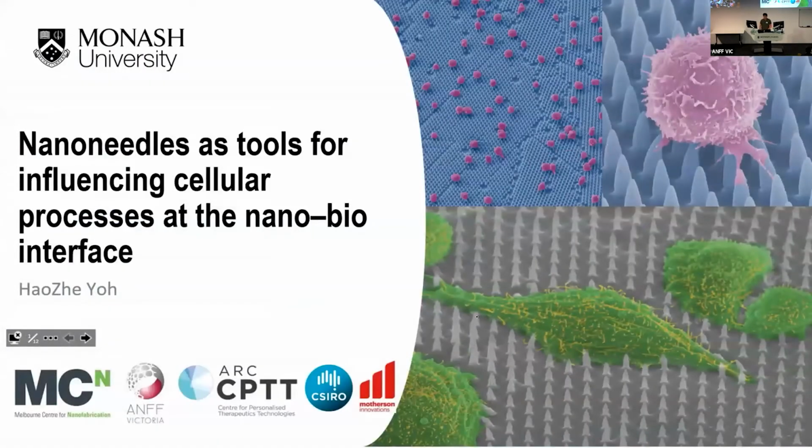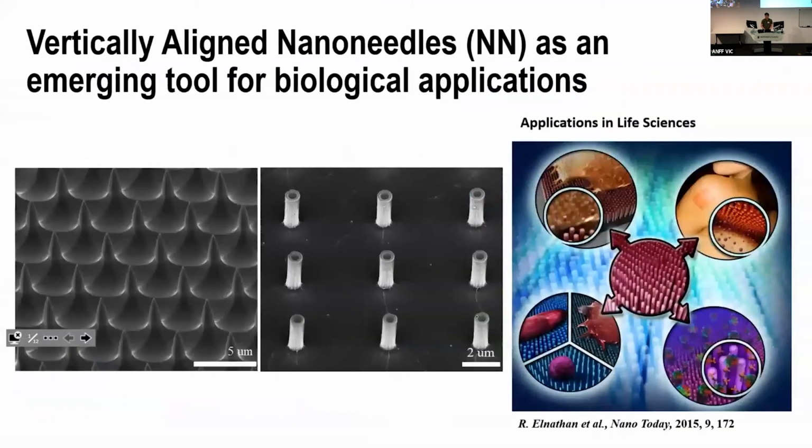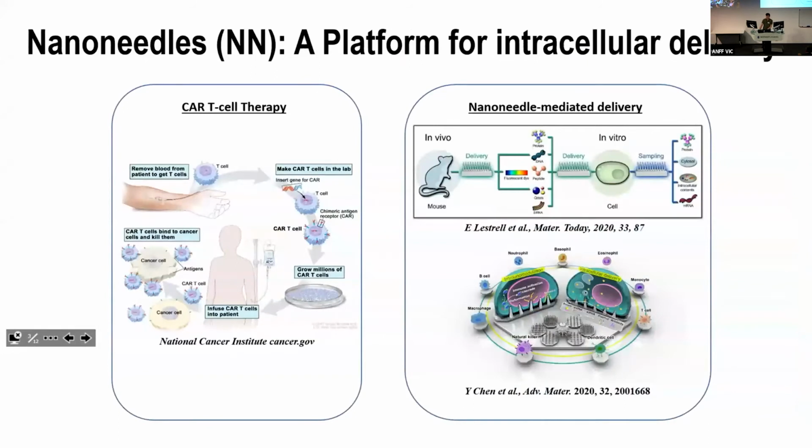Right. Good afternoon, everyone. Today my talk is about nanoneedles for influencing cellular behavior at the nano-bio interface. So basically, what we refer to here as vertically aligned nanoneedles are nanoscale protrusions from a bulk material, which can be a conical nanoneedle shape on the left or the nanotube on the right here. They have many applications in life sciences. They can be used in biosensing, for advanced cellular studies, mechanical transduction, or our focus here, intracellular delivery. One of the potential applications here is transfection.